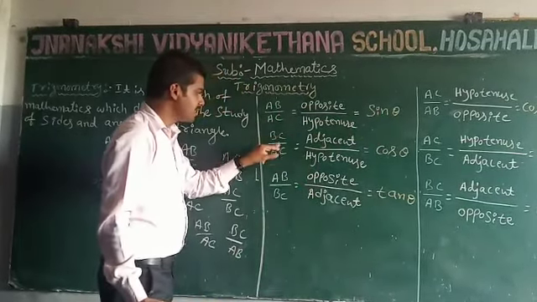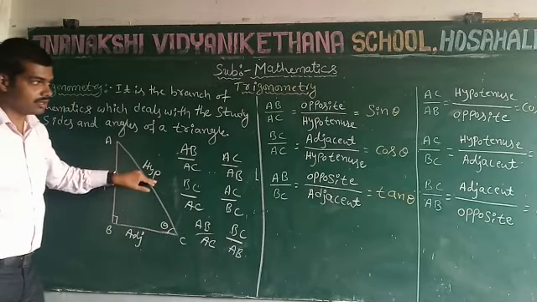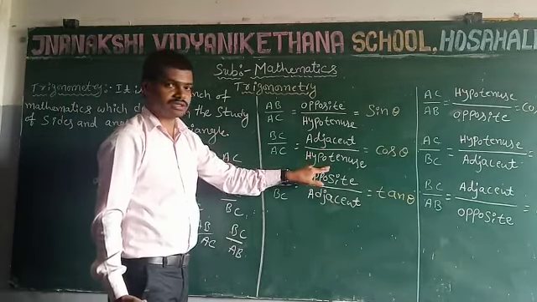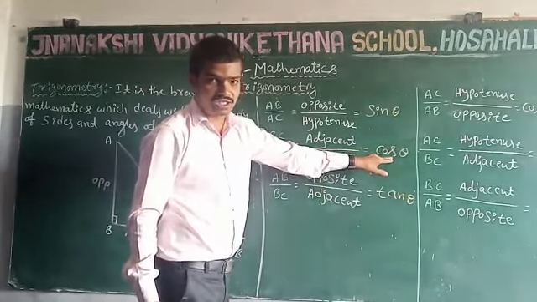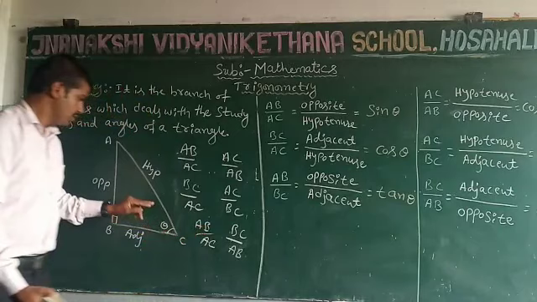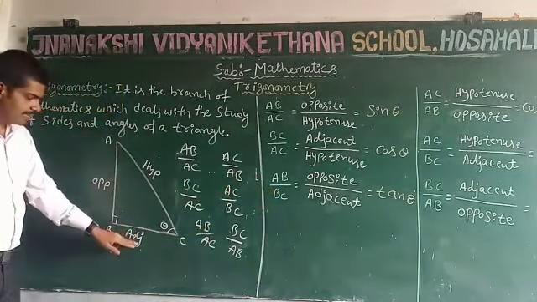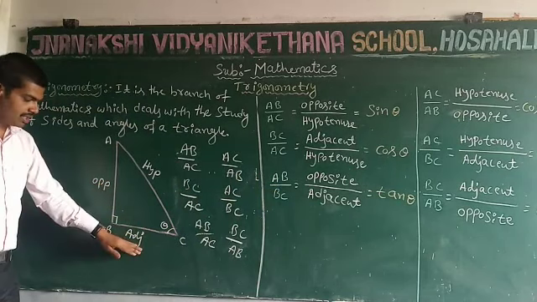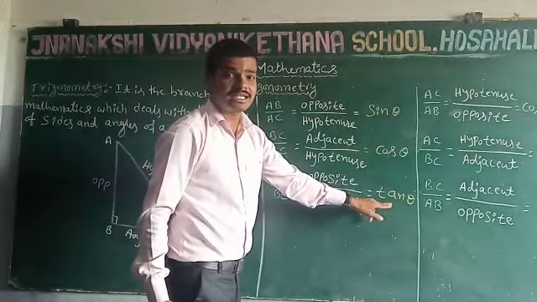Next, BC by AC. BC, adjacent, divided by hypotenuse. This is the cosine of an angle theta, cos theta. Clear? Next, third one, AB by BC. AB divided by BC, opposite divided by adjacent side. This is tangent of an angle theta, tan theta.